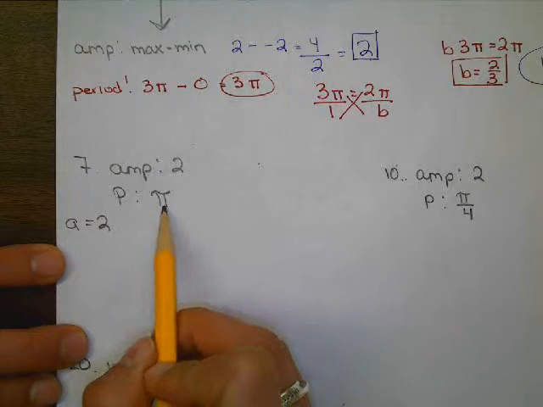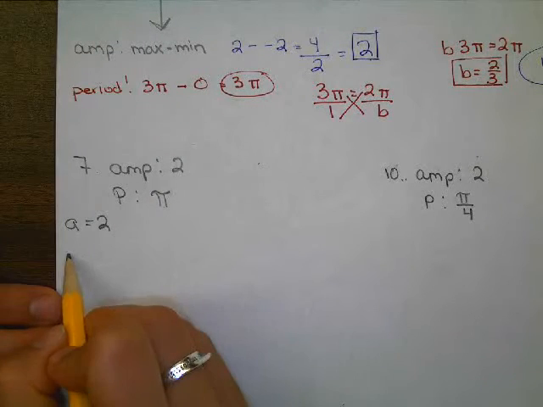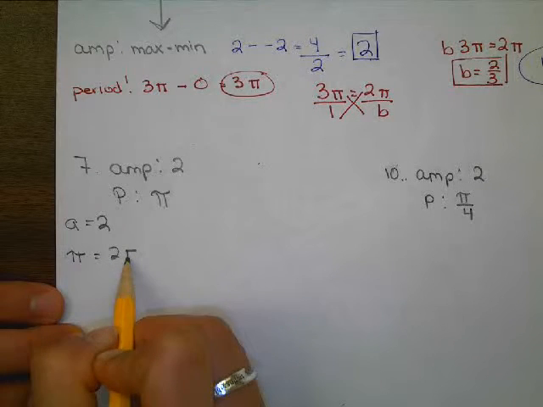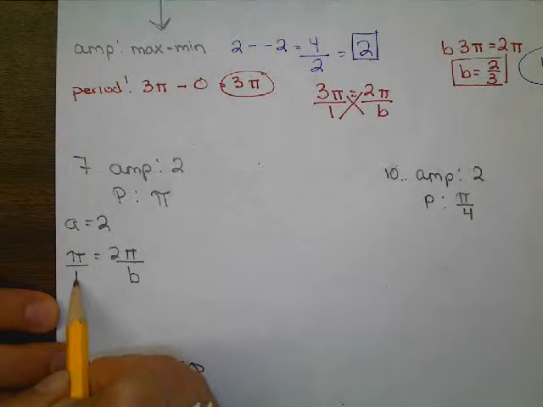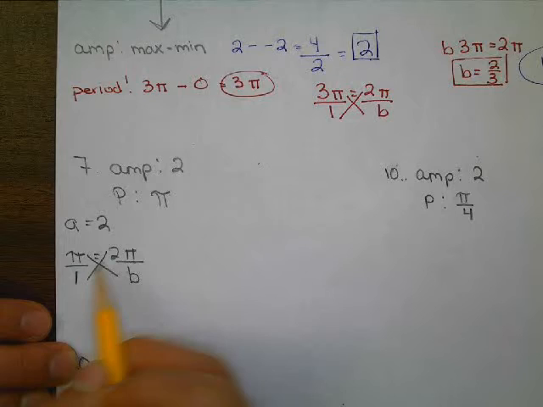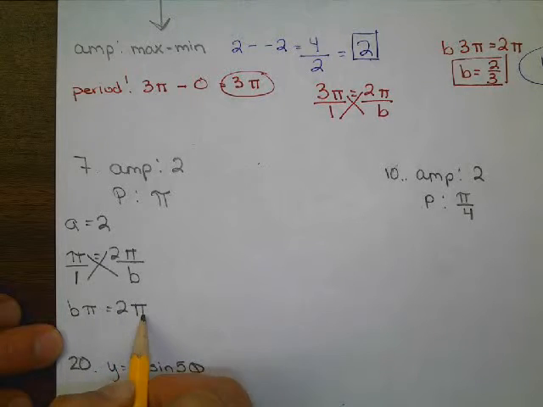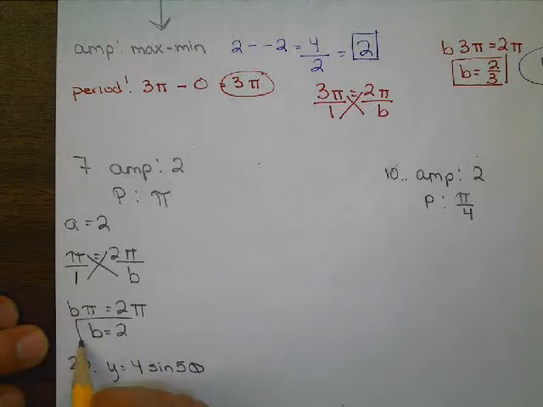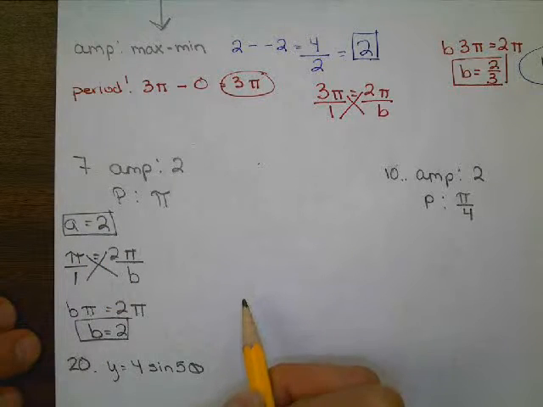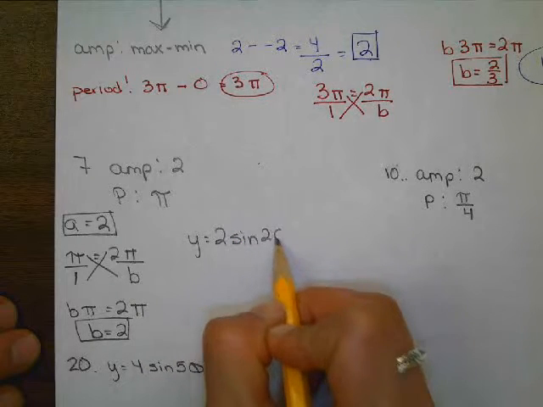Period is pi, and again, what I'm going to do is set this equal to 2 pi over b. So I have pi equals 2 pi over b, because I have to figure out what b is to write my equation. Pi is over 1 because it's a whole number, cross multiply, I get b pi equals 2 pi. To get b by itself, I have to divide this side by pi. So 2 pi divided by pi is just 2. So b is 2 and a is 2. Now that I know those, I just write my equation. So y equals 2 sine 2 theta.